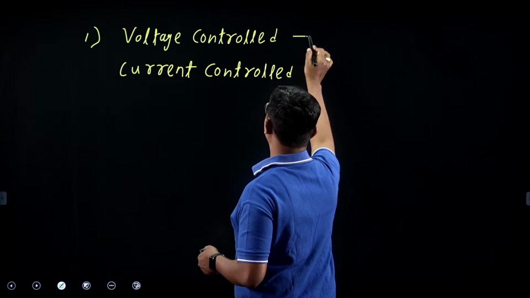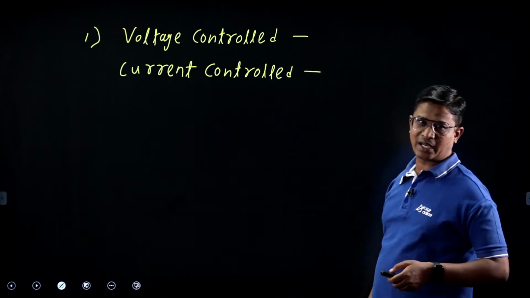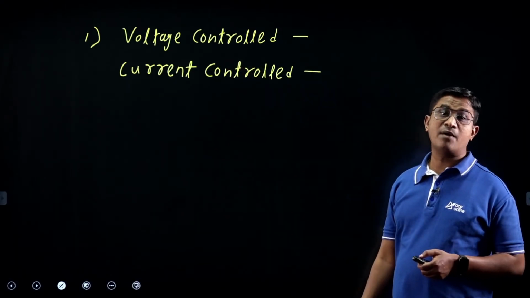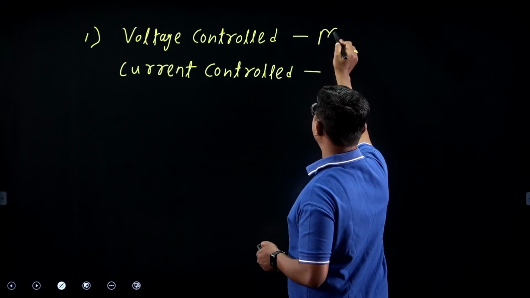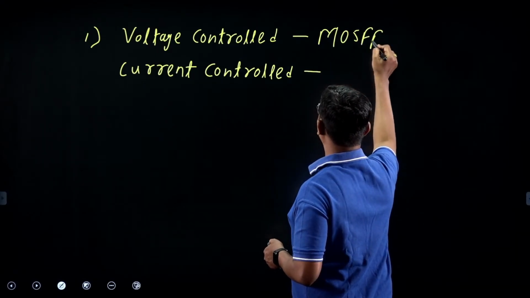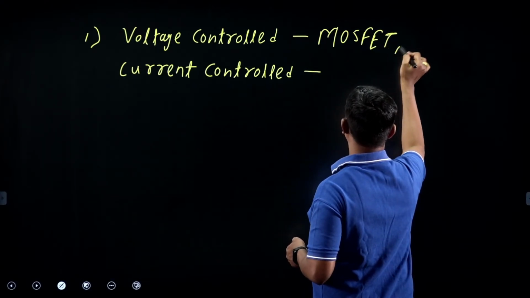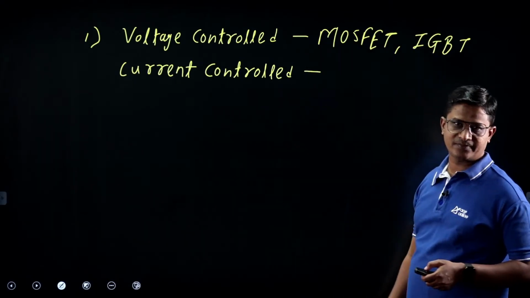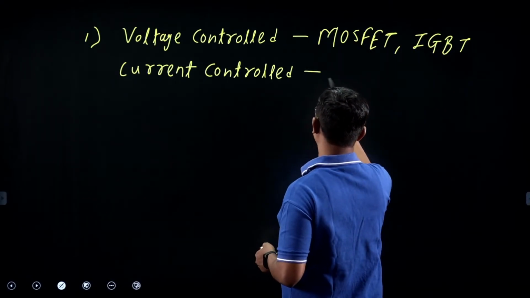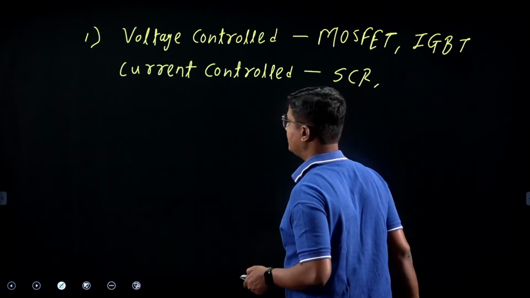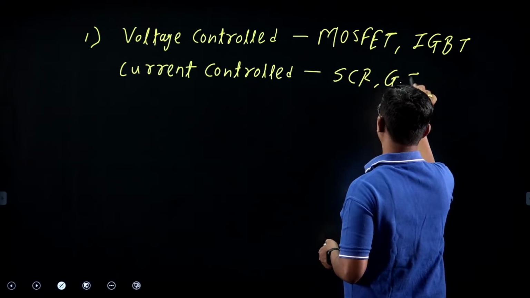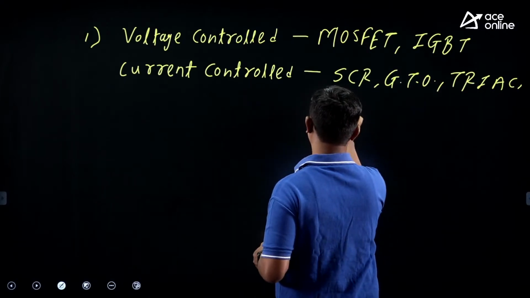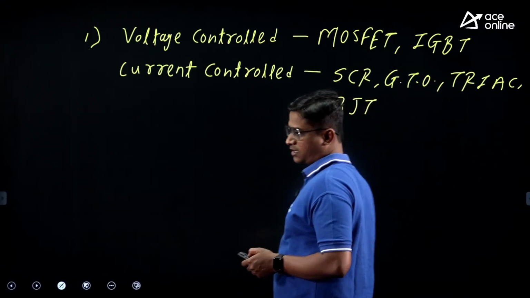So in a practical case, which devices are controlled by using the voltage? Yes, power MOSFET. Sometimes they ask the question, which of the following are voltage control devices? Power MOSFET, IGBT, right? These are the voltage control devices. Current control devices, yes: SCR, GTO, TRIAC, BJT. These are the current controlled devices.